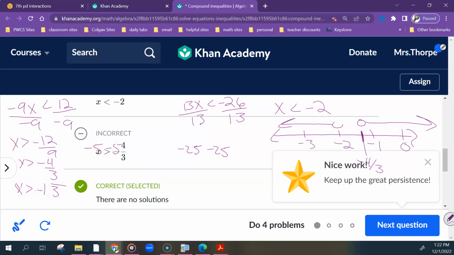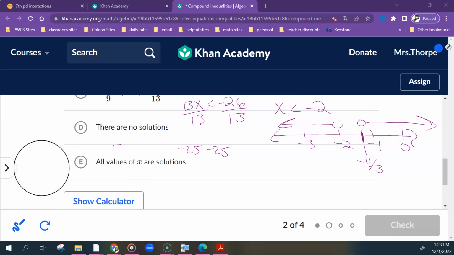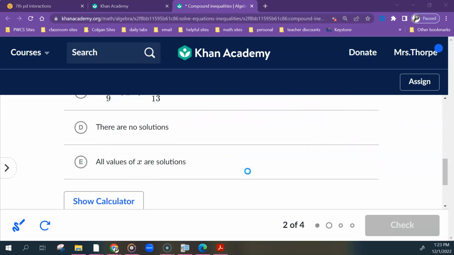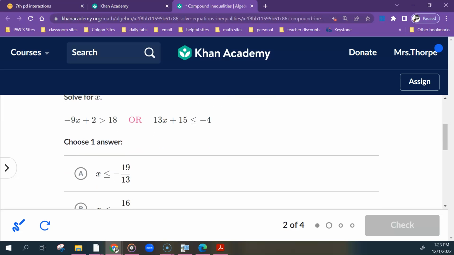Questions about that one? So and is always where they overlap no matter what. If they don't, it's no solution. If they overlap everywhere, that would be all. We're going to do one more. Write down this or. Negative 9x plus 2 is greater than 18, or 13x plus 15 is less than or equal to negative 4.